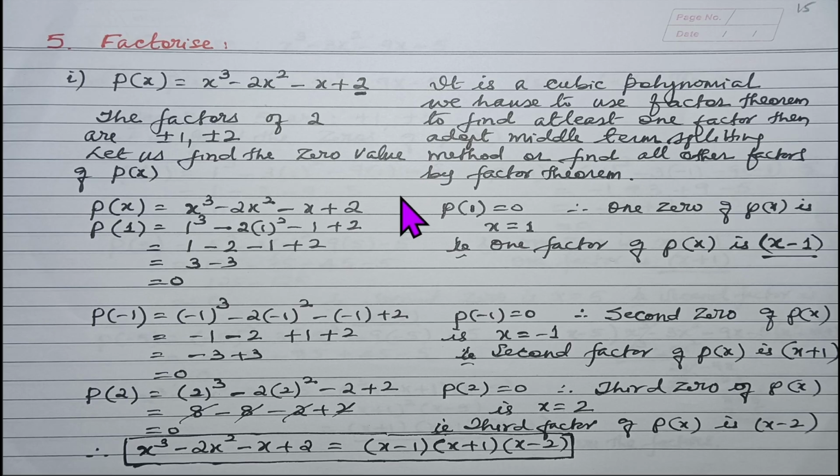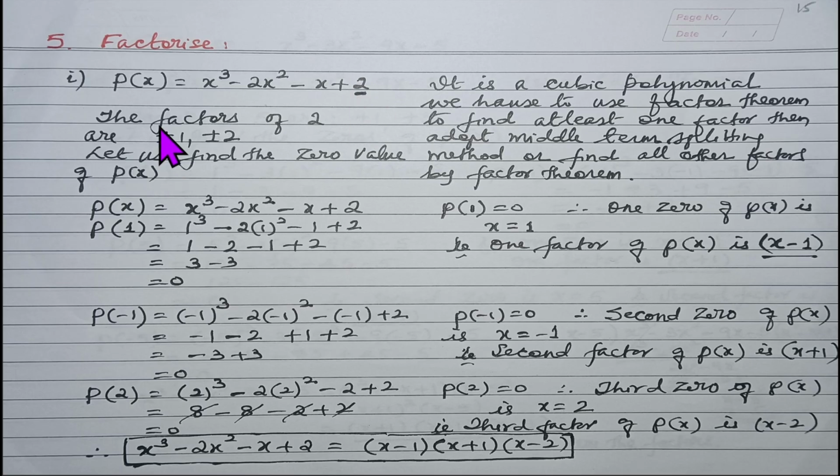So to apply the factor theorem, let us see what to do. Now I have written here, it is a cubic polynomial. We have to, not it is, it is have to. Please understand, this is corrected. If we have to use factor theorem to find at least one factor, then adopt middle term splitting method or find all other factors by factor theorem. So let us understand the meaning of the statement. Now before we go for the factor theorem, what is the procedure? First of all, understand here 2 is the constant here.